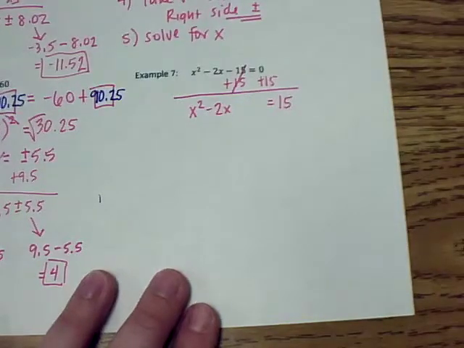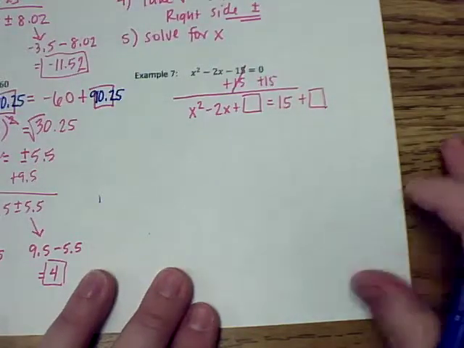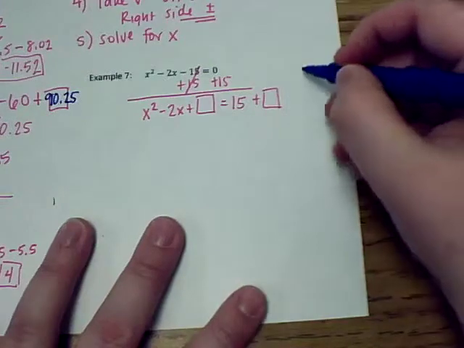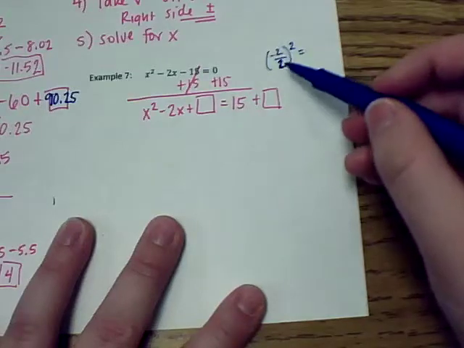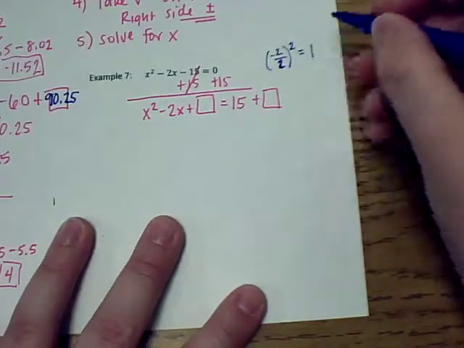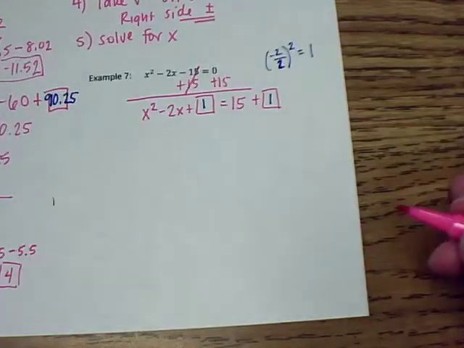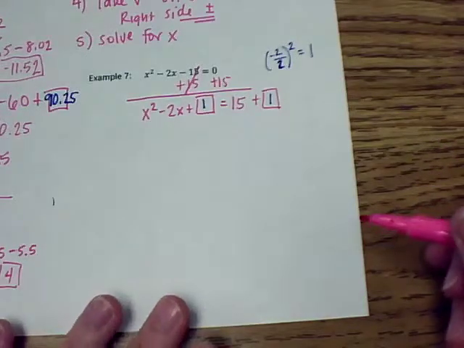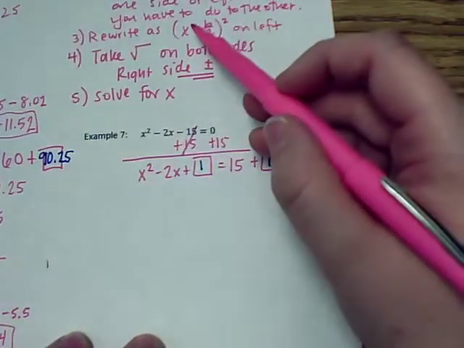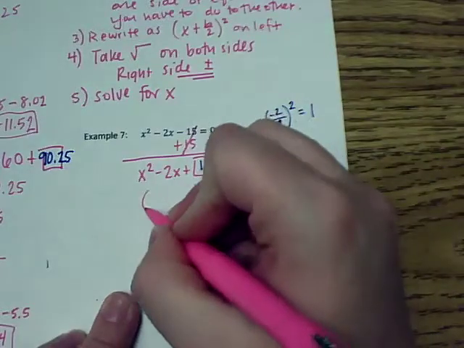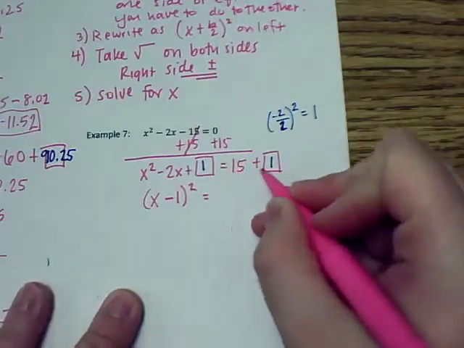All right, once we have that c moved over, we need to complete the square. My b value is negative 2, so half of b squared: negative 2 divided by 2 is negative 1, and negative 1 squared is positive 1. So I'm just going to be adding 1 to both sides. Then step 3, I'm going to rewrite it as x plus b over 2 squared. So I'm going to have x, half of b is negative 1, squared equals 15 plus 1 is 16.